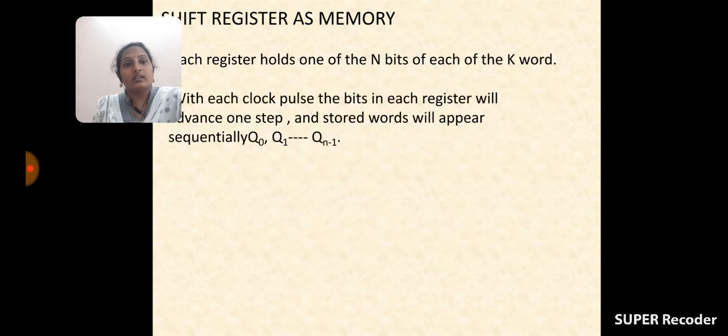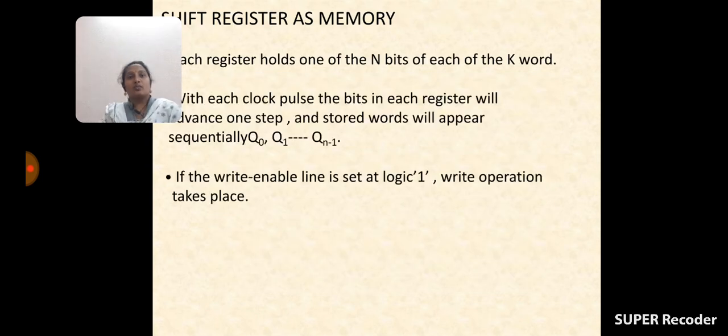Here the shift register holds one of the n bits of the keyword. Each and every time it will require a clock pulse. With each clock pulse, the bits in each register will advance one step and stored words will appear sequentially, Q0, Q1, Q2, like that.